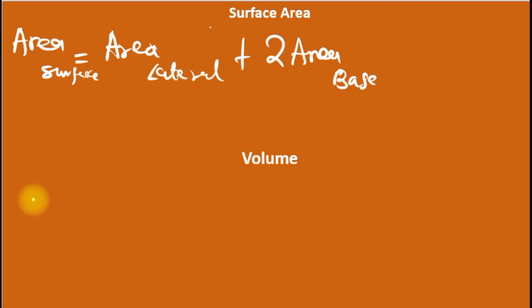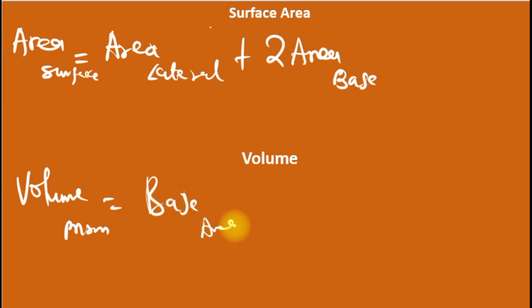So finally, the volume of any prism is always the area of the base times the perpendicular height. So that's the formula. So let's solve questions now.